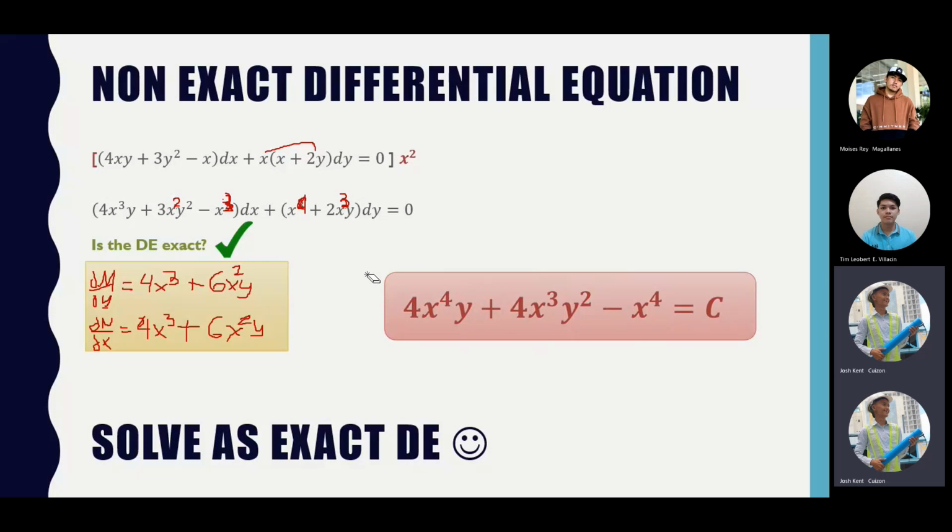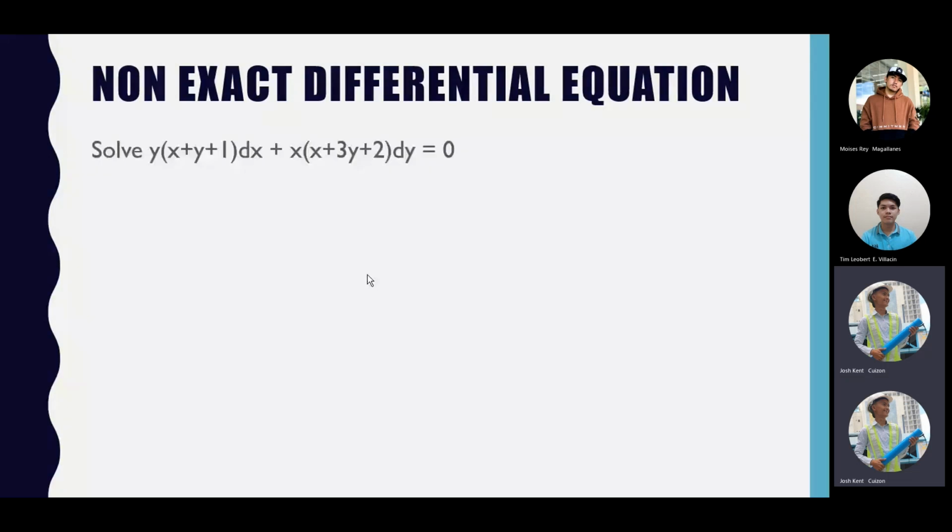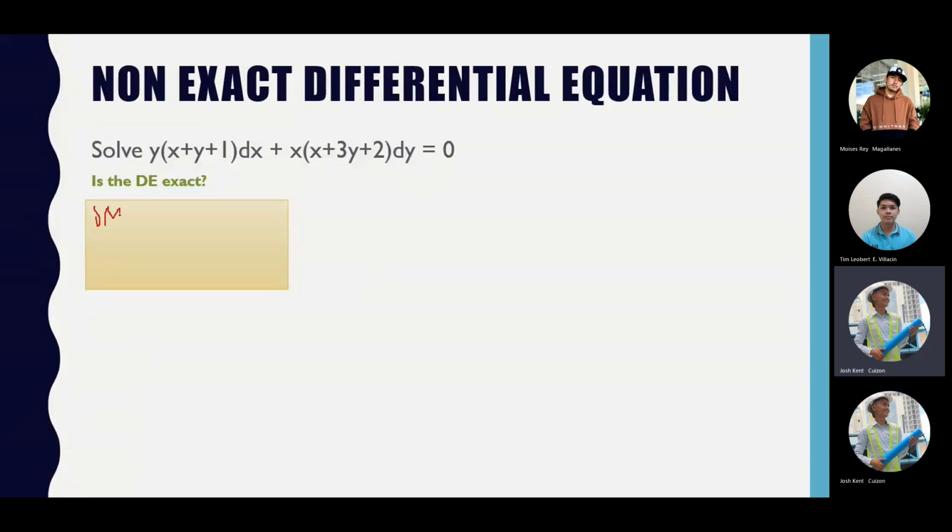So moving on to our next example, y times quantity x plus y plus 1 dx plus x times quantity x plus 3y plus 2 dy. Is the given DE exact? Let's test. Partial of m with respect to y. So x times y, x only. Okay, x is constant. y squared becomes 2y. The partial derivative of y is just 1.